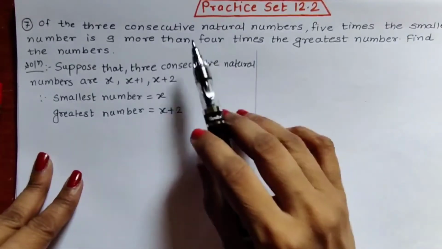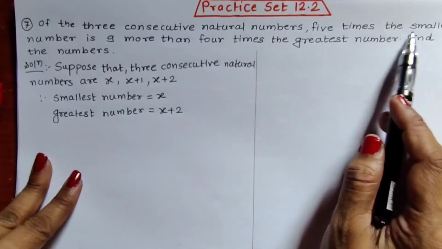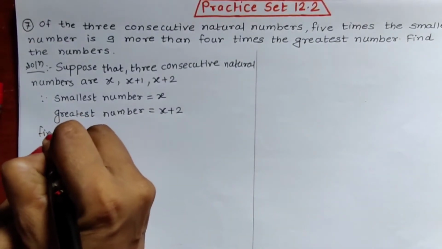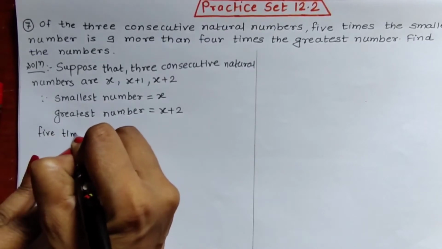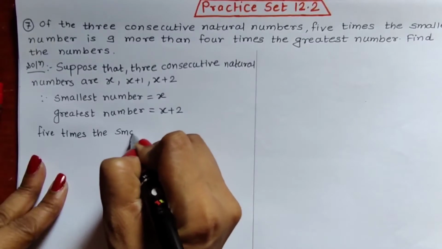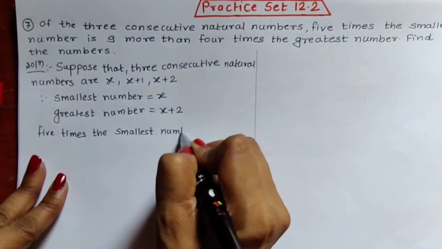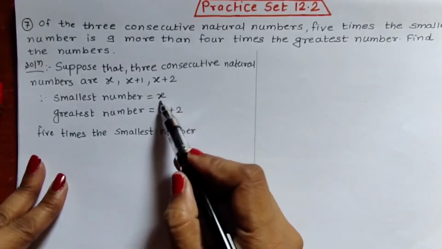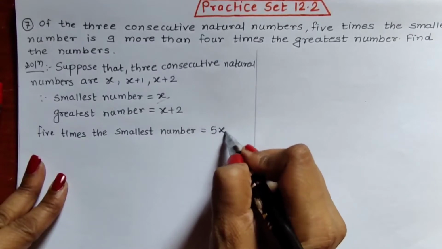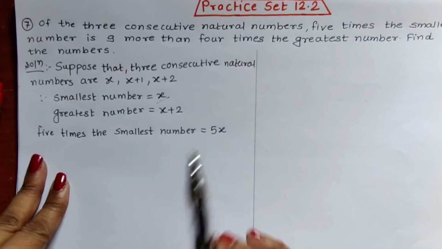Now see children, after writing three consecutive natural numbers, what is given? 5 times the smallest number. So I write here 5 times the smallest number. Smallest number is x. 5 times of x will be 5x. 5 times means multiply by 5. So smallest number is x, 5 times of smallest number will be 5x.